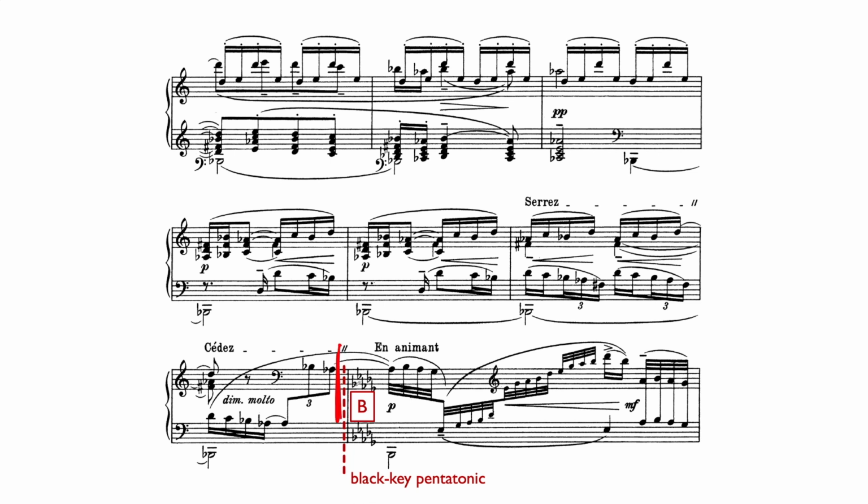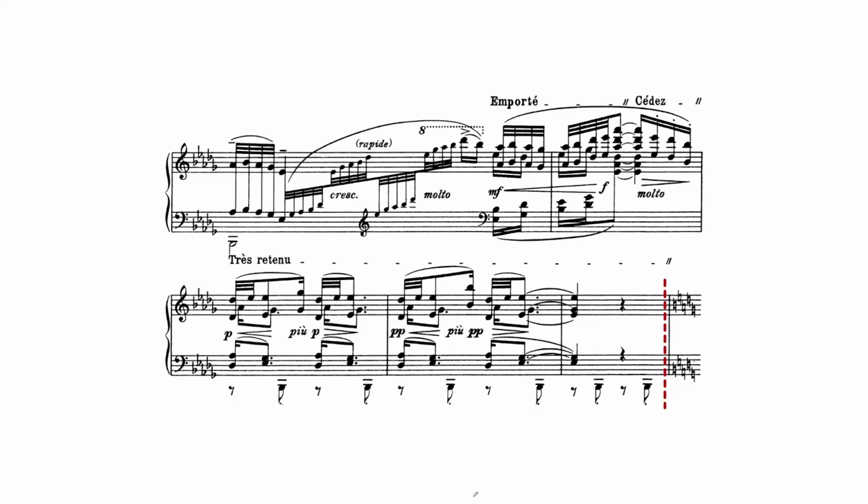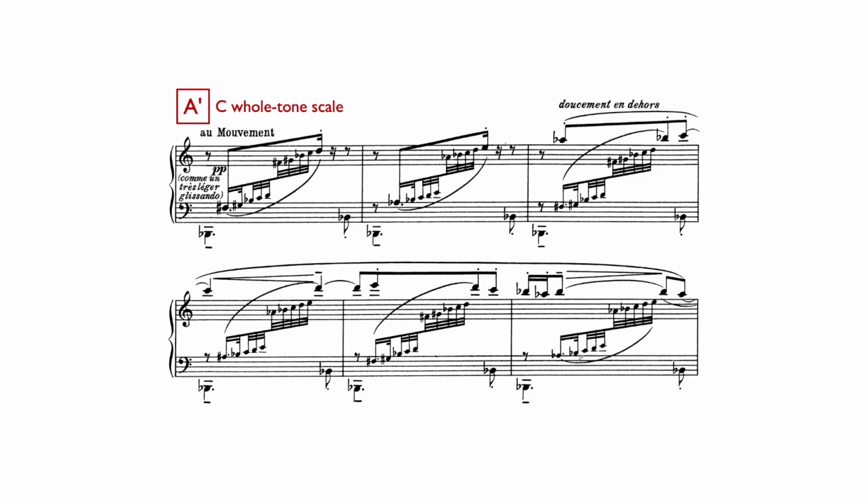Here, you see the B section begins. Debussy needs to introduce a contrasting material, and he used the black key pentatonic. So, this is the end of the B part, and here we see the A section once again on the C whole tone scale.